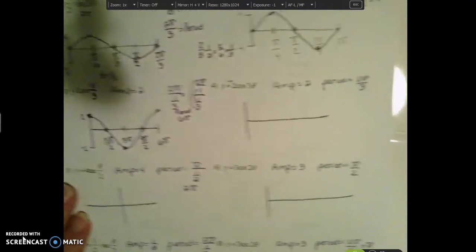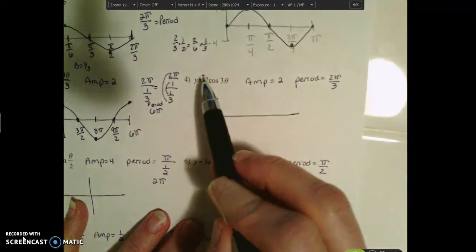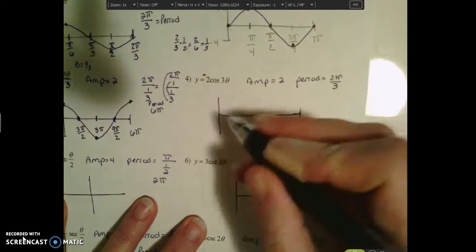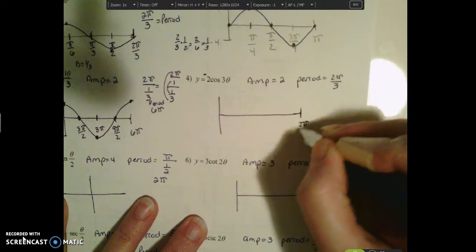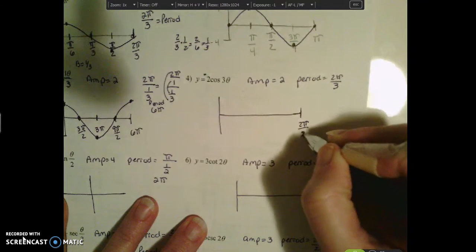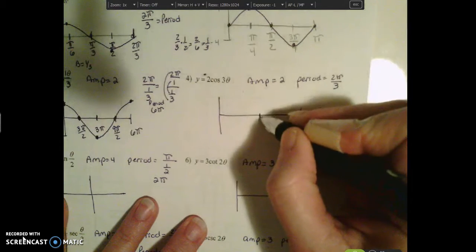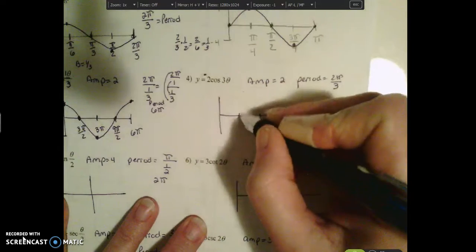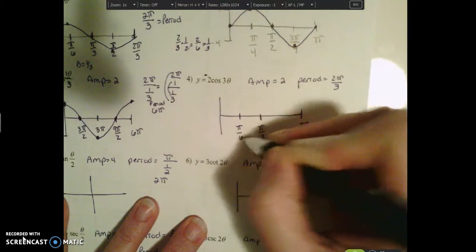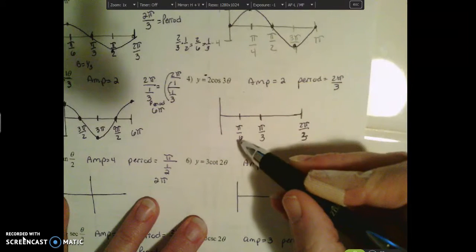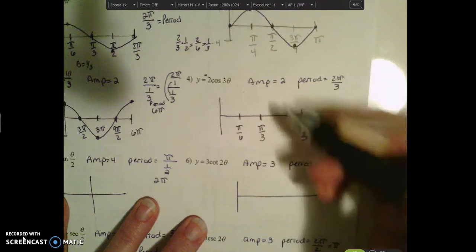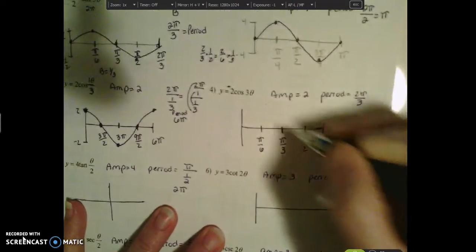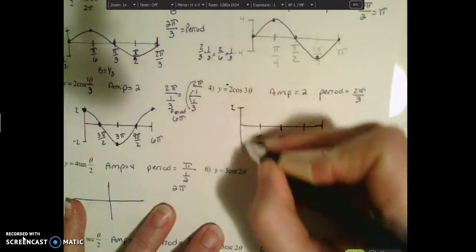Okay. Now this one, remember I told you to change that to a negative just so that we could see what happened. So this is sort of like the first one that we did. The period is 2 pi over 3, so half of that would be pi over 3. Half of that would be pi over 6. And then count by 1/6s. 1/6, 2/6, 3/6. So 3/6 is pi over 2. Our amplitude is 2 and -2.